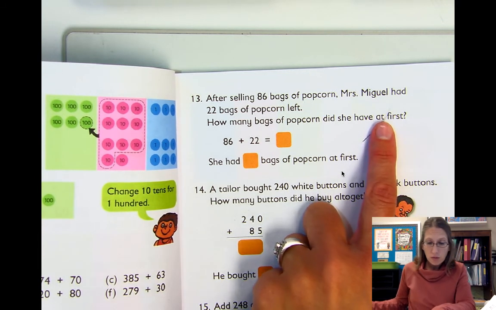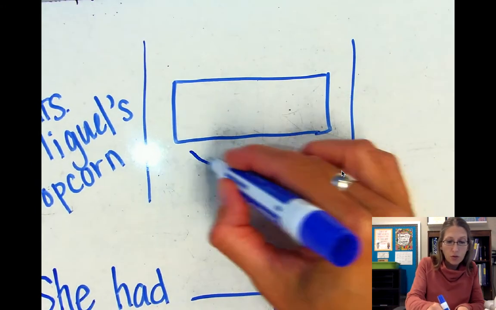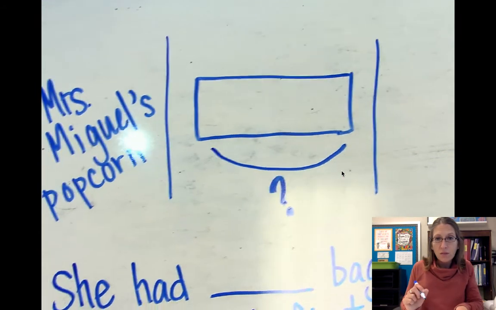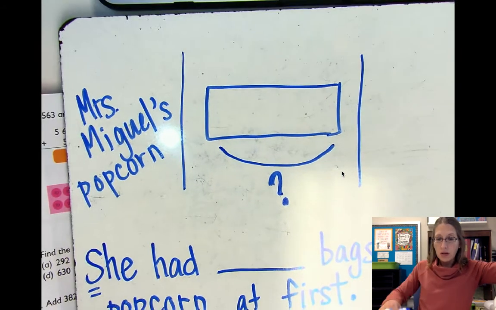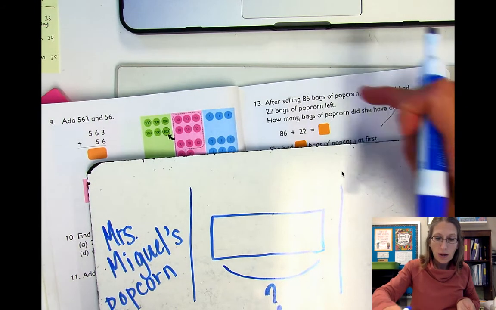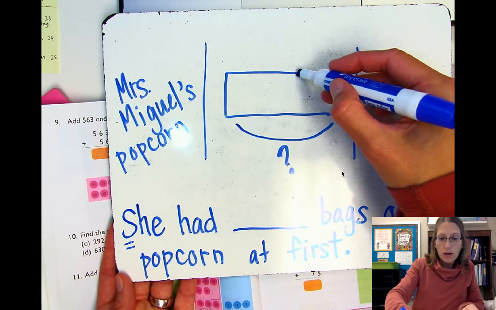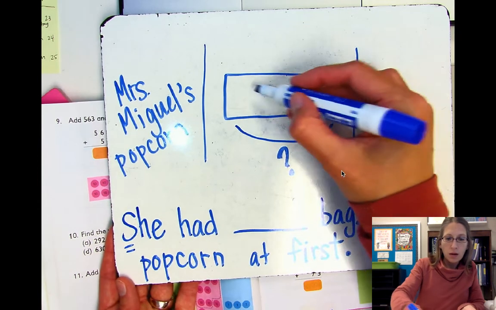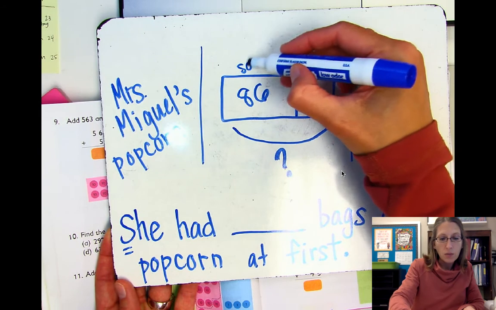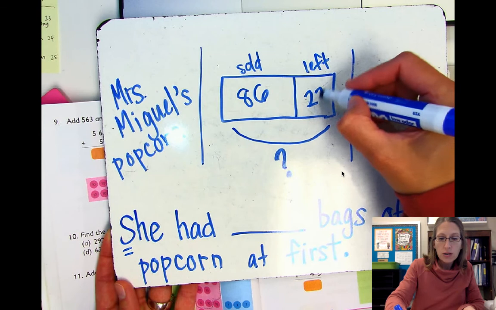And so at first, she would have had the most, right? She would have had a big number. So that is our whole number. We're trying to find out how many bags of popcorn she had at first, because we know that she sold some, let's see, she sold 86 bags of popcorn and she had 22 bags of popcorn left. So I'm going to chunk my unit bar into 2 chunks. I'm going to make this chunk a little bigger because this is how many bags of popcorn she sold. And I could even label my unit bar. This is how much she sold. And this is how much she had left. She had 22 bags left.